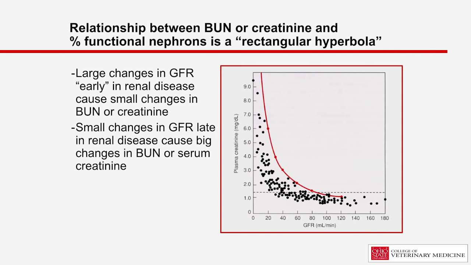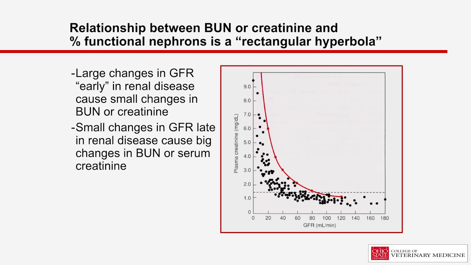And what we want you to notice is the shape of the curve. It's called a rectangular hyperbola, which just means the slope of the curve approaches zero out this way and approaches infinity that way. So what that means is you can lose a lot of GFR or a lot of renal mass before you see any increase in the creatinine or the BUN. What you all learned in school and remember is that BUN and creatinine don't go up in the blood until you've lost about 75% of renal function. And then once you get down below 75%, the slope of that curve gets steeper and steeper, and every little decrease in GFR causes a big change in BUN and creatinine.